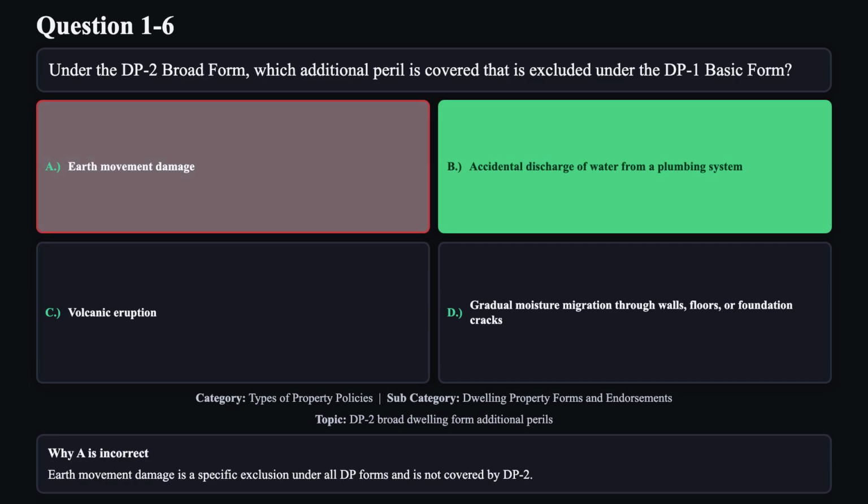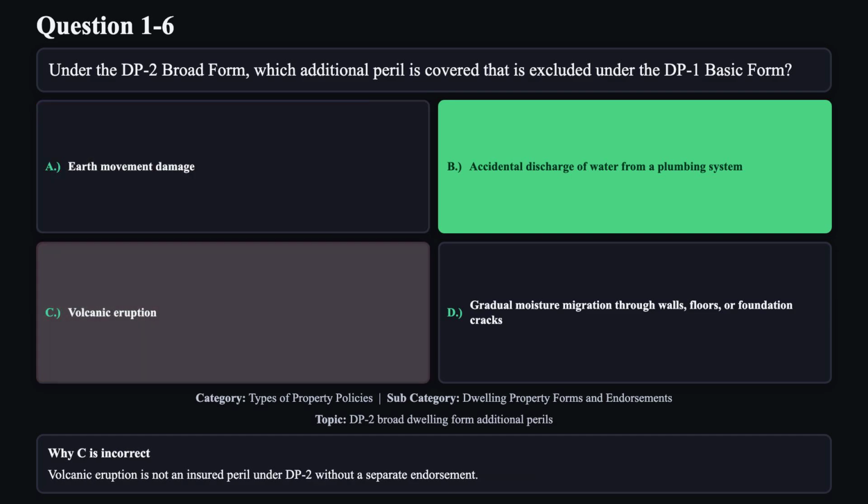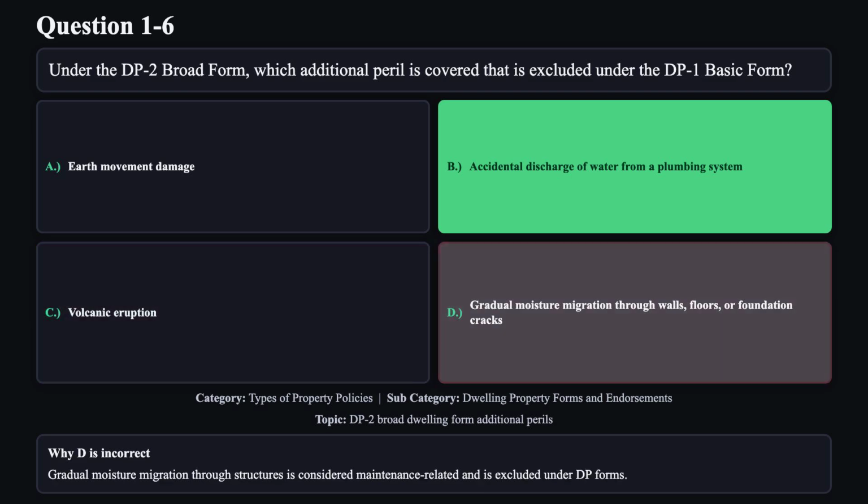Reason A is not correct. Earth movement damage is a specific exclusion under all DP forms and is not covered by DP2. Reason C is not correct. Volcanic eruption is not an insured peril under DP2 without a separate endorsement. Reason D is not correct. Gradual moisture migration through structures is considered maintenance-related and is excluded under DP forms.